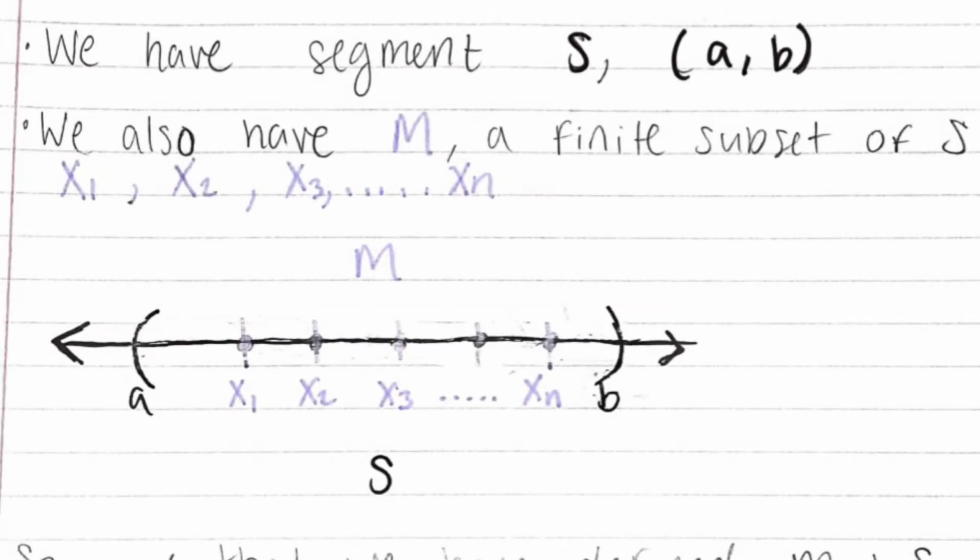So although this sounds a bit confusing, if we break it down, all we have right now is a segment S, we'll call it AB, and we also have M, which is a finite subset of S, and we'll call it x1, x2, x3, xn. And if we draw it out, we'll get something like this.